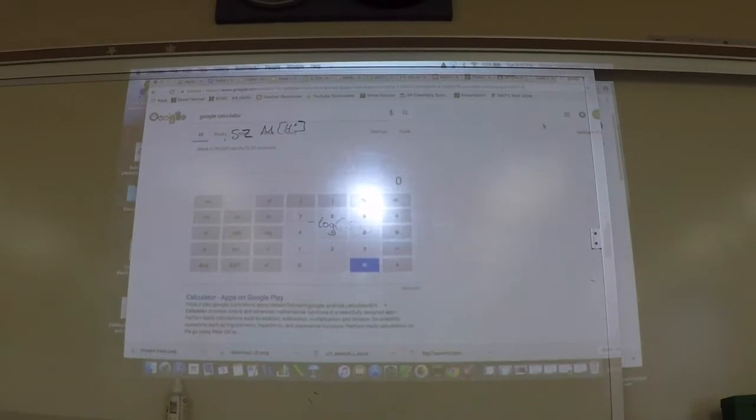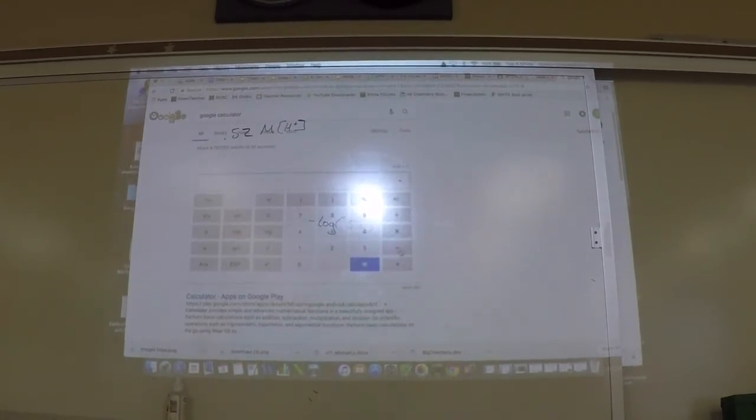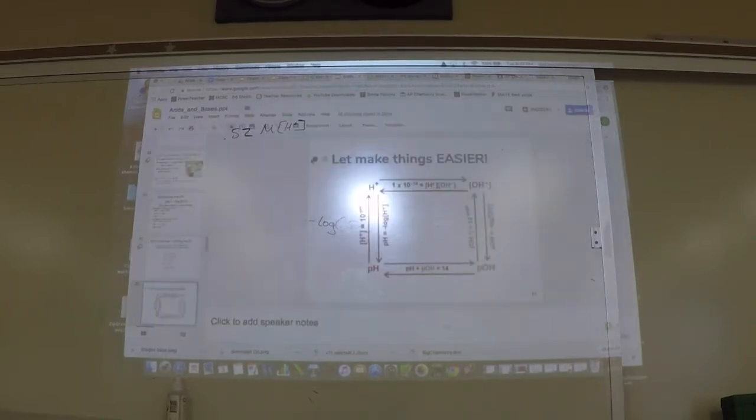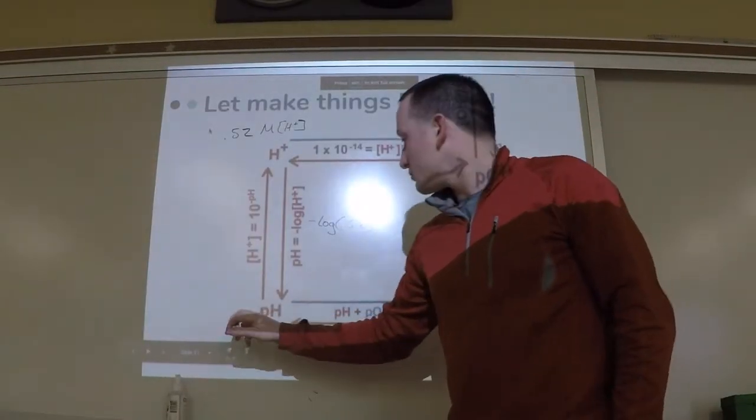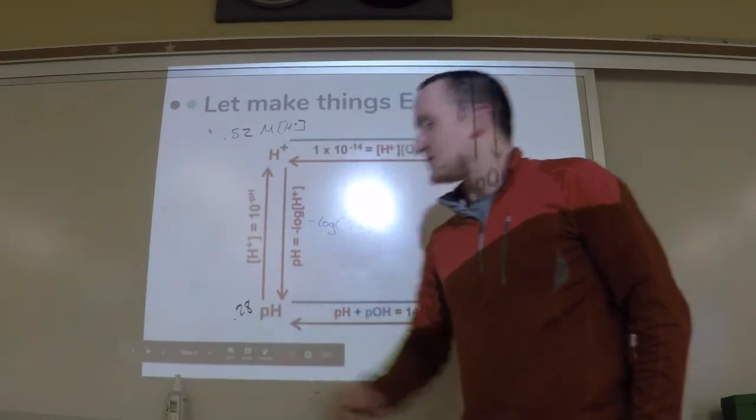Okay, so I wanted to take the negative log of 0.52. And I get 0.28. So that means that my pH would be 0.28.